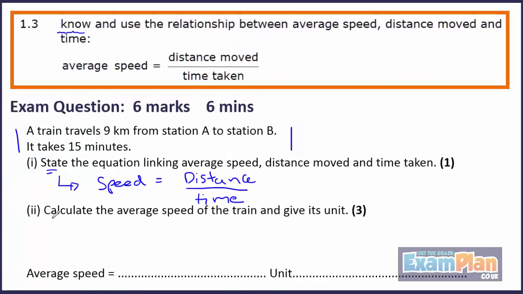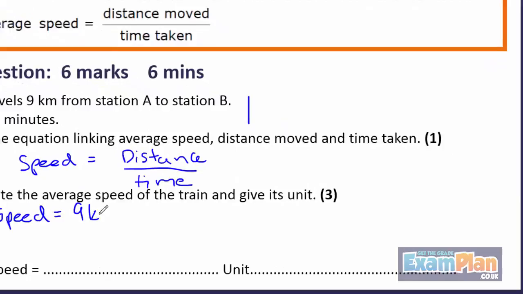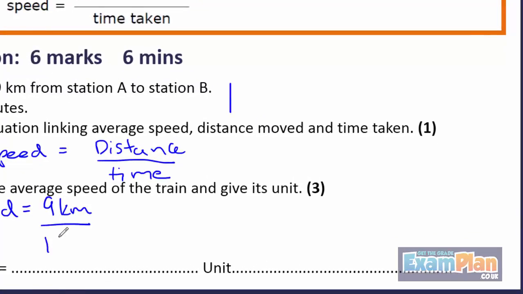Part 2. Calculate the average speed of the train and give its units. In this case, we don't need to rearrange the equation, as speed is already the subject, so we can simply go ahead and substitute in the values and then complete the calculation. As we have used kilometres and minutes, the unit must be kilometres per minute.